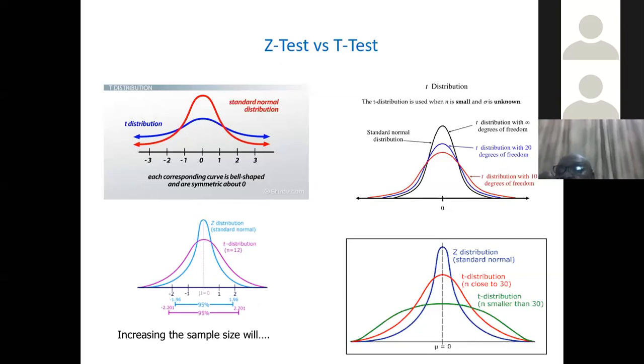So leptokurtic just means extremely peaked. The variability is very small. Platykurtic is the opposite. Let me use this line graph to explain what I just said. The red one will be the standard normal distribution, the blue one will be leptokurtic, and the green one will be platykurtic. Just for explanation. Okay, is it clear?